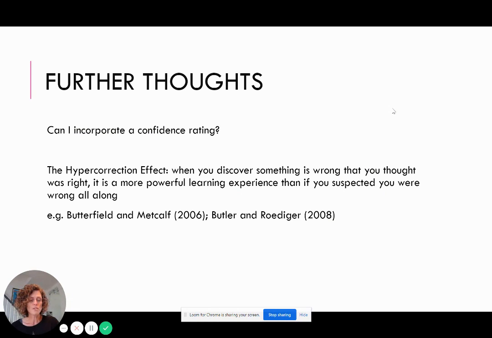Further thoughts about these, there is a thought about using a confidence rating. The hypercorrection effect says that if you discover something is wrong that you were convinced was right, it is a more powerful learning experience when you are correcting yourself. So there is an argument for getting your students to confidence rate their answers when they give them. Think about how confident they were.